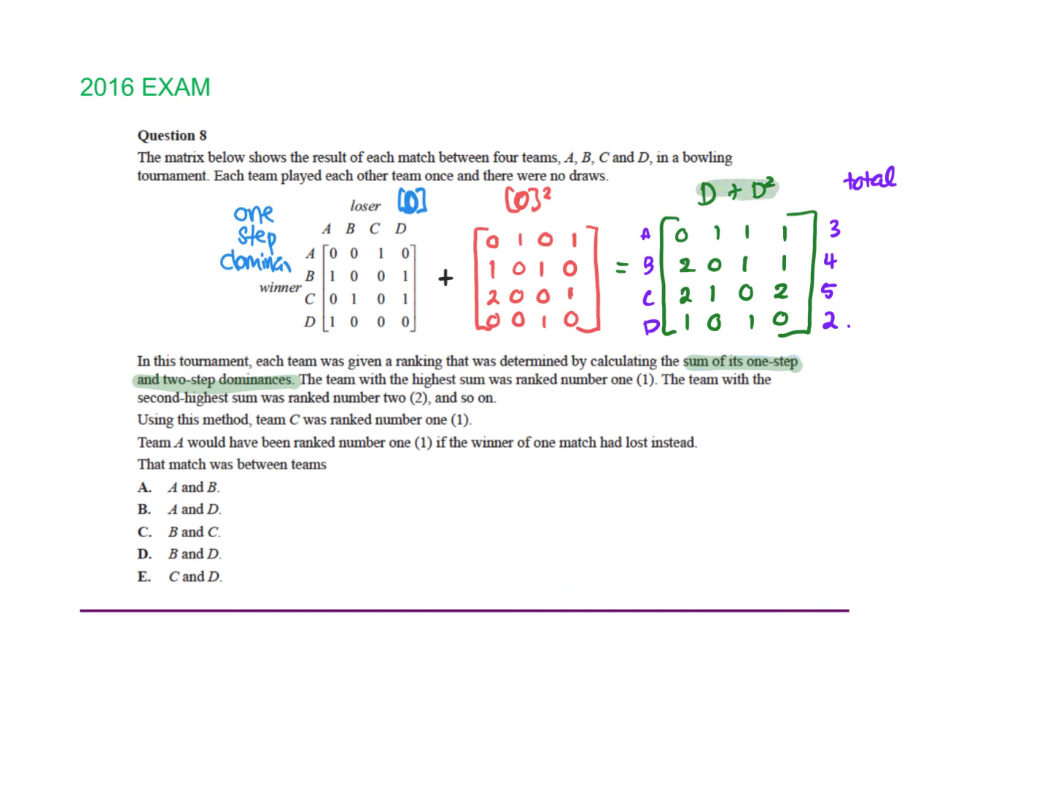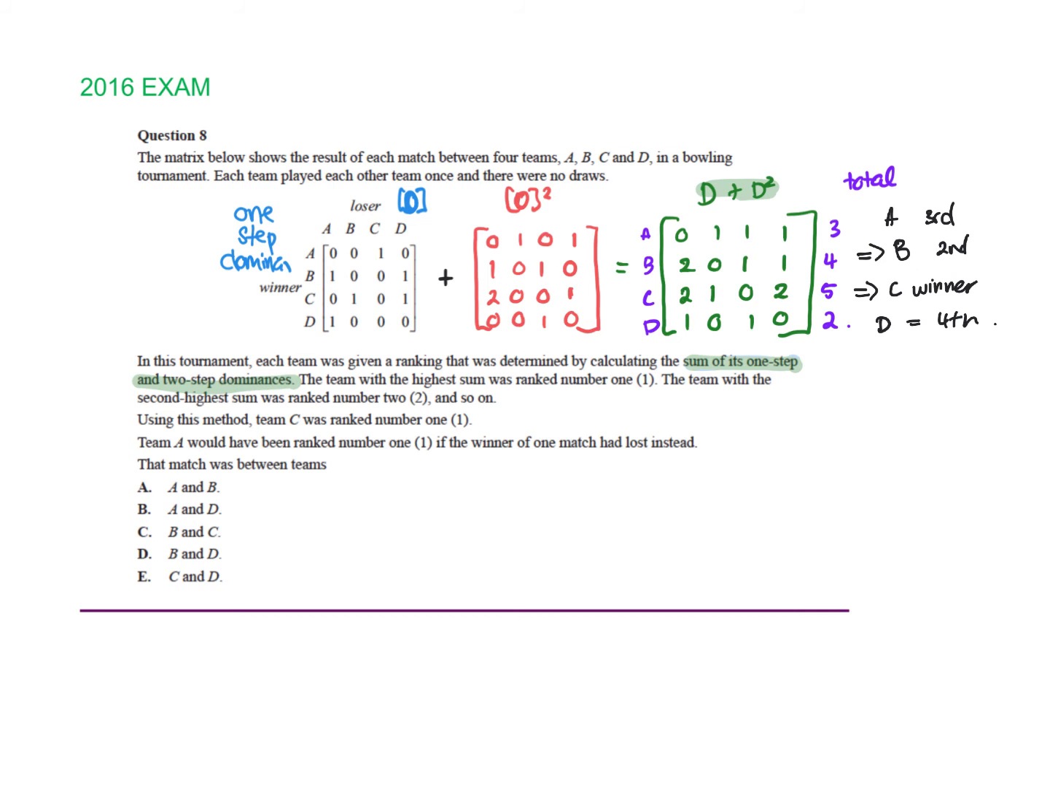So the team with the highest ranked sum was ranked number 1. So if you have a look here, I've done it. I've squared that first matrix and got D squared and got the 2-step, and then I've added them together. So I got team C would be the winner in this case to begin with, and then team B was second, and team A was third, and team D was fourth.